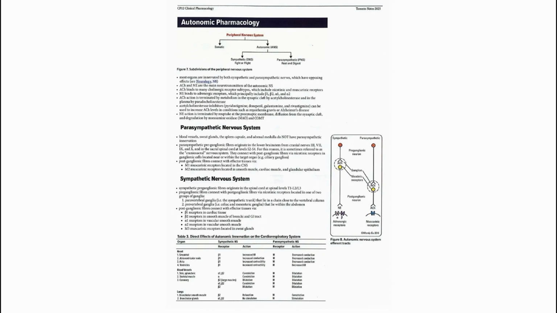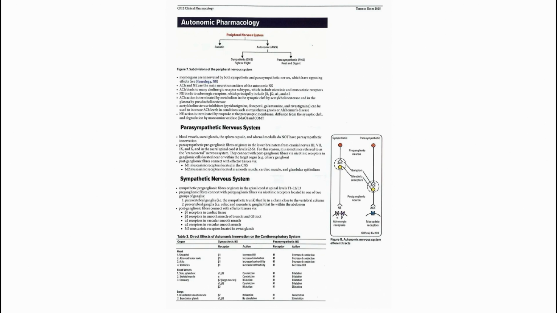The autonomic nervous system, ANS. The ANS is responsible for regulating involuntary body functions such as heart rate, blood pressure, respiration, digestion, glandular secretion, and smooth muscle activity. It constantly maintains homeostasis by balancing the actions of its two major divisions, the sympathetic and the parasympathetic nervous system. Let's begin with figure 7, which illustrates the organization of the peripheral nervous system.